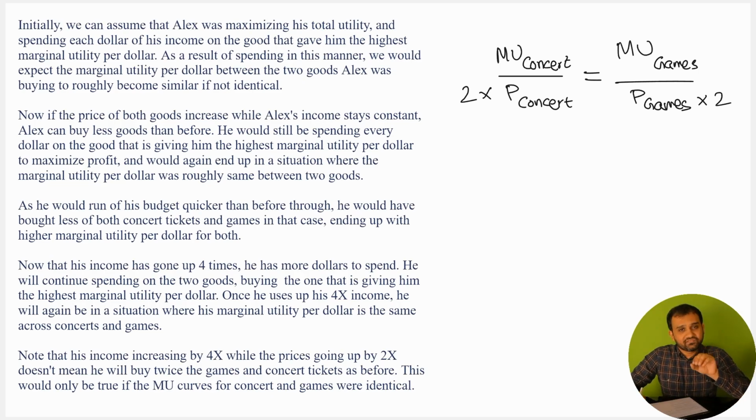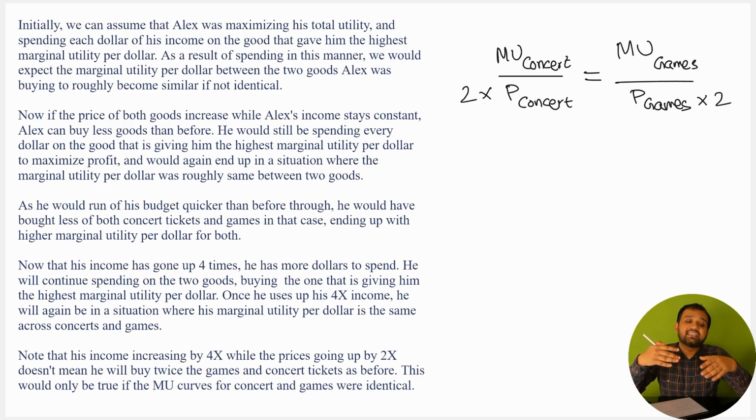Okay, so we have done our second scenario. We understand that when prices double, he's buying less of both goods, but the marginal utility per dollar for concert tickets and console games should roughly be equal to each other.